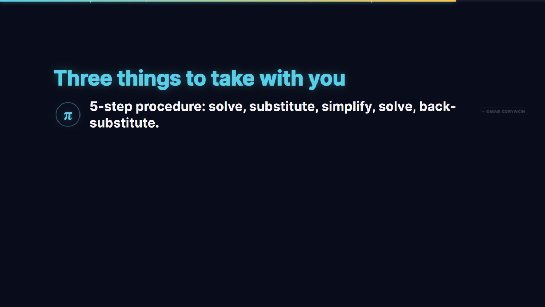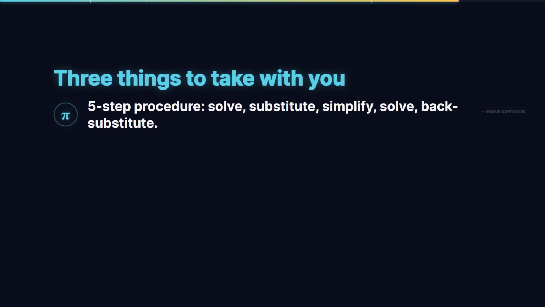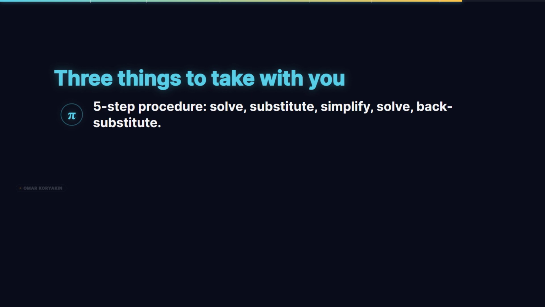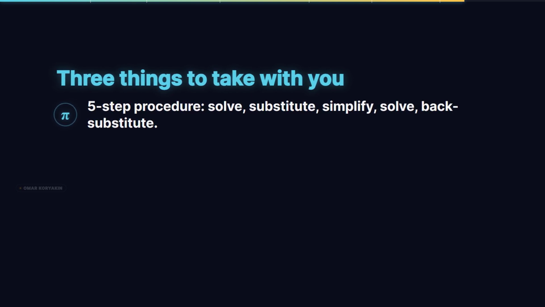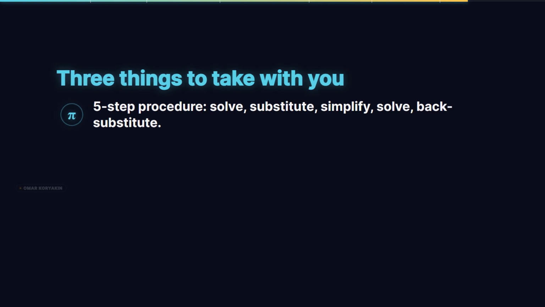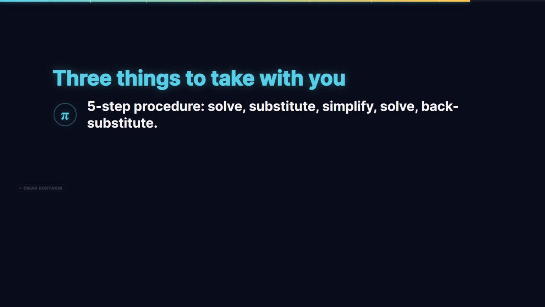Solve one of the two equations for one of the variables. Substitute the resulting expression into the other equation. Simplify the resulting one-variable equation. Solve for the remaining variable using inverse operations. Back, substitute the value into the original expression to find the other variable. Verify both values in both original equations as a final step. The 5 steps are mechanical once practiced and produce exact answers reliably regardless of the specific numerical values involved.